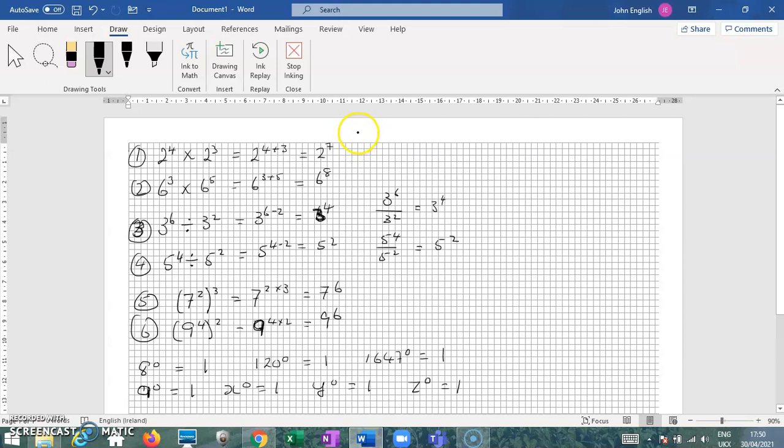Okay. So we'll just put a heading on the top of this. So this is the rules of indices, I-N-D-I-C-E-S, or sometimes they're called powers. See, both written there. Okay, so that's that, and I'll move on to the next one.